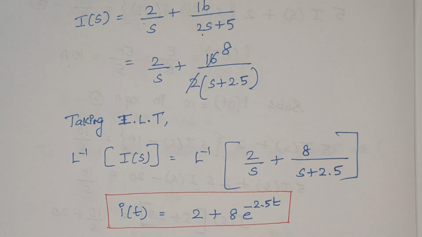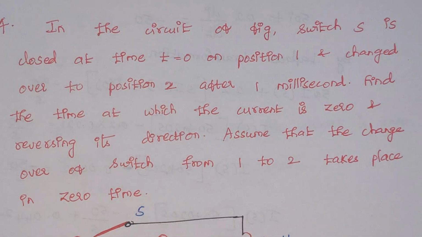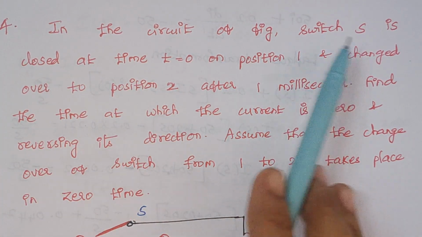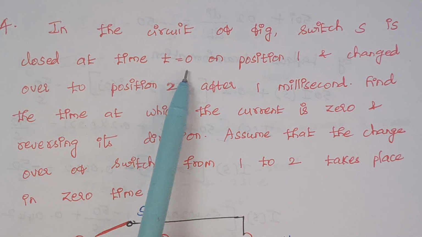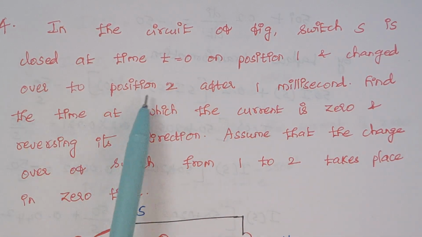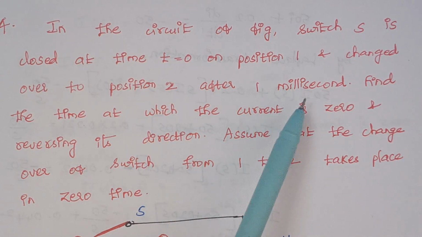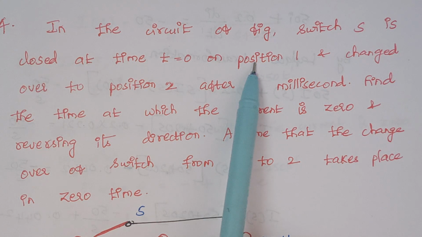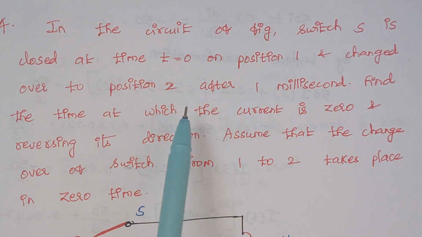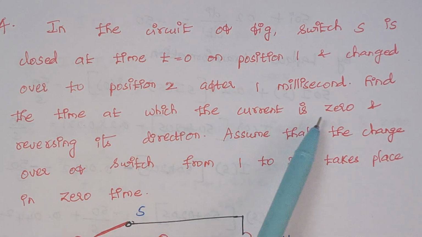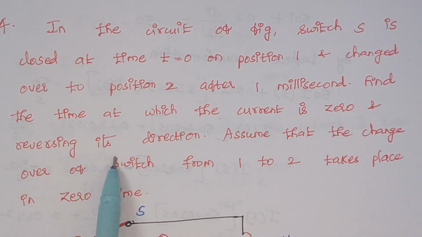Now we will move with the next one. The problem is: in the circuit of figure, switch S is closed at time t equal to 0 on position 1 and changed over to position 2 after 1 millisecond. Right. Initially it is in position 1. After 1 millisecond it is changed to position 2. Find the time at which the current is 0 and reversing its direction.